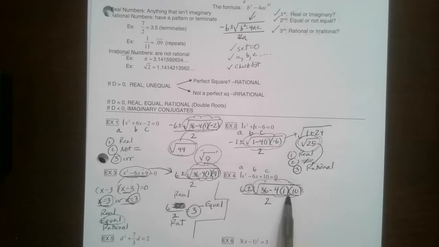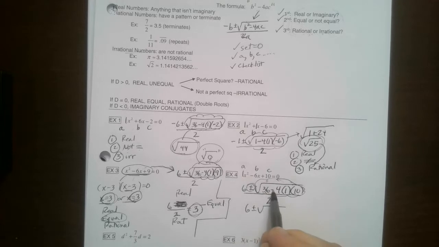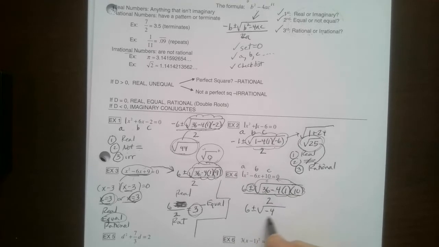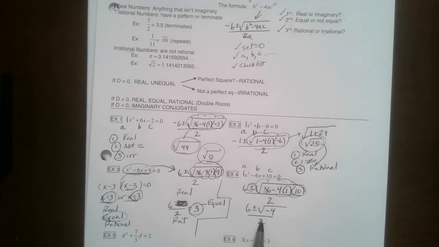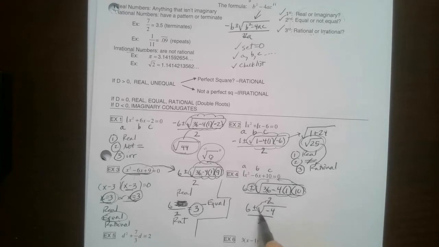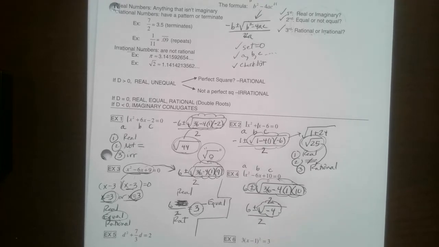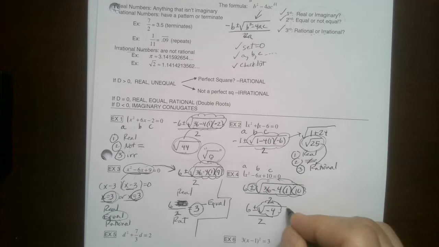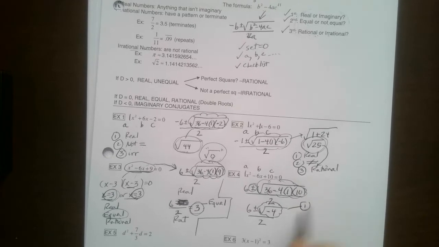But let's go on to here. So we get 6 plus or minus the square root. Look at 36 minus 40 is negative 4 all over 2. Now you don't need to solve it, because from here we can take a look and talk about it. As you can see, the first step, real or imaginary.